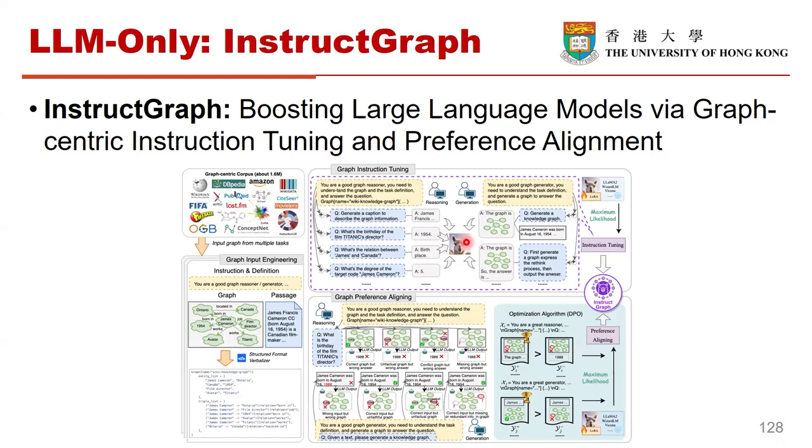And the InstructGraph overview is shown in this figure. They first collect multiple graph tasks and unify them into a code-like format, which they call verbalization. They use this verbalization to transfer the graph into a graph sequence. Secondly, they perform graph instruction tuning to improve the ability of the LLM to solve graph reasoning and graph generation tasks. And finally, they explore multiple graph scenarios and optimize the LLM by preference alignment. That is, they use the DPO algorithm to conduct the preference alignment.